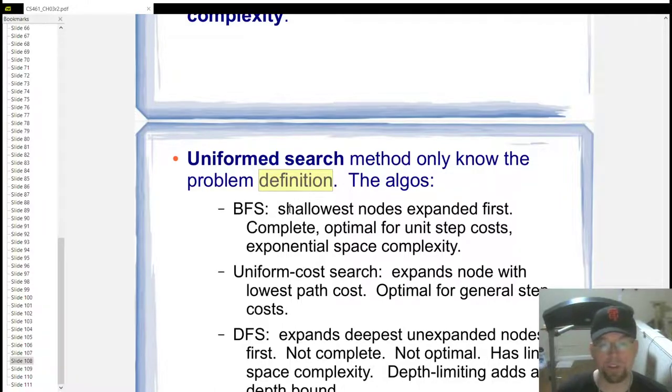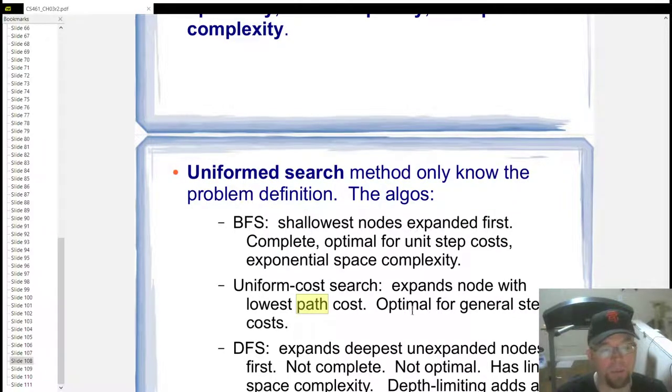We looked at breadth first search. The shallowest nodes are always getting expanded first. It's complete. You will find a solution if there is one to be found. It's optimal, okay, and it has an exponential space complexity, okay, because each node could generate multiple nodes, okay, based off of the branching factor. Uniform cost search, you're just using a priority queue there, and that's expanding nodes with the lowest path cost. So it's choosing those nodes to create children nodes for, based off of whoever has the lowest cost. Okay, so that's optimal for general step costs.